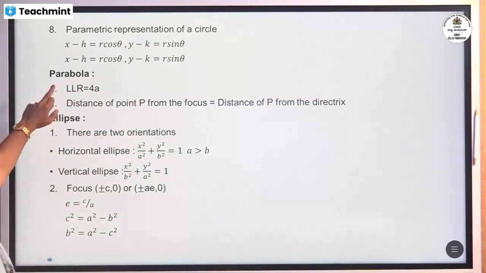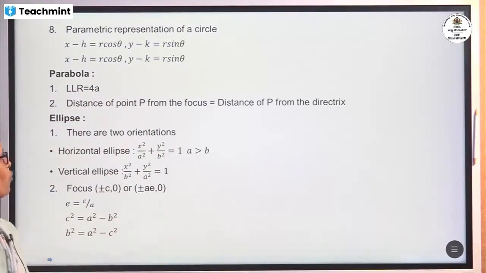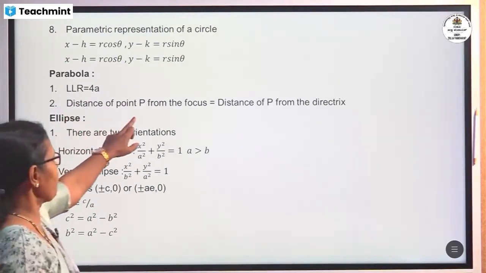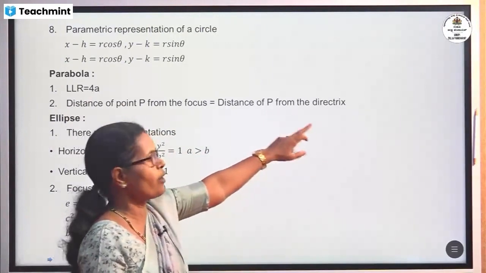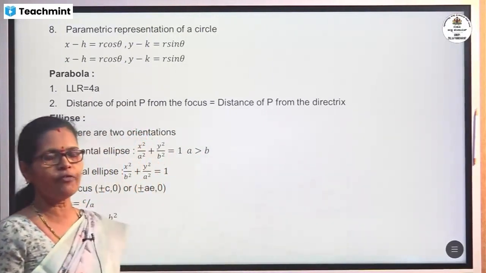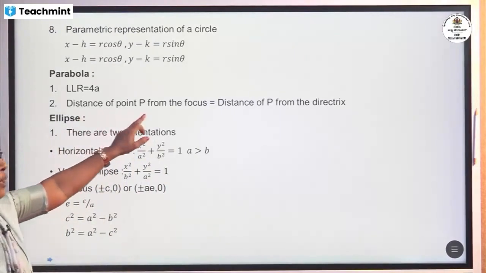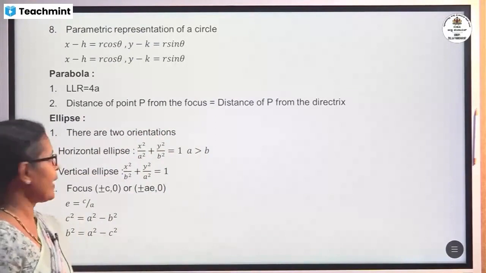That is the circle. Next we are going to the parabola. Length of the latus rectum is equal to 4a. To find the length of the latus rectum, the formula is 4a. Distance of point P from the focus is equal to distance of P from the directrix. You know that from the definition of the parabola, the distance of the point from the focus is equal to the distance of the point from the directrix.